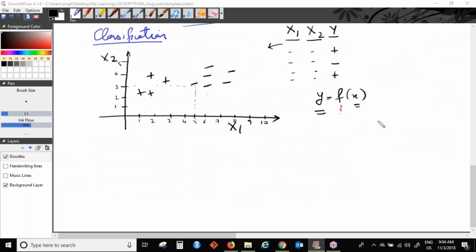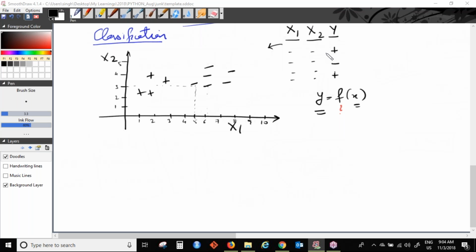Yeah, of course, y will depend on the independent variables x1 and x2, Anupama. That is correct. That is true for any algorithm. Your dependent variable will always depend on the independent variables. Plus and minus is your dependent variable. But I'm asking what is the function f here? What can be the function f?